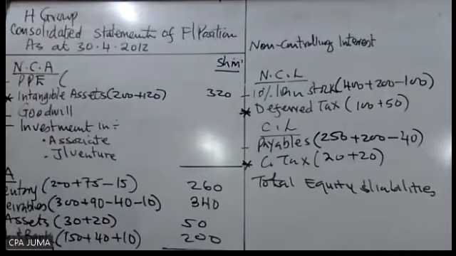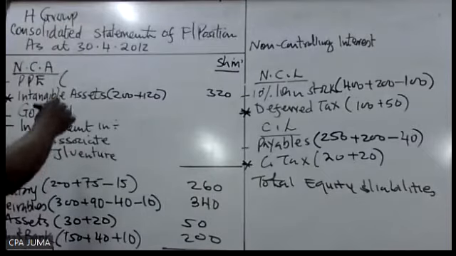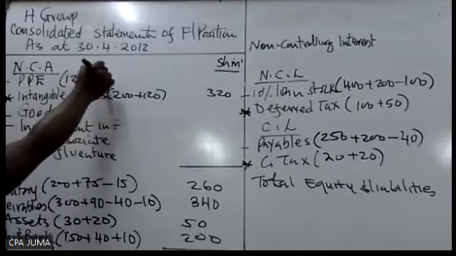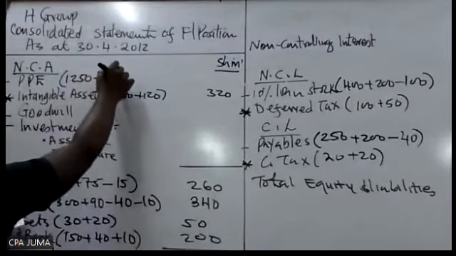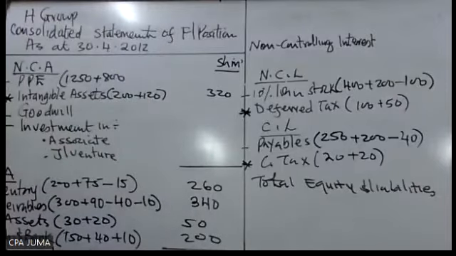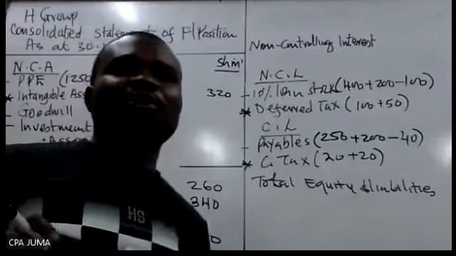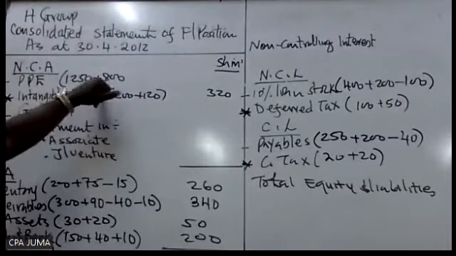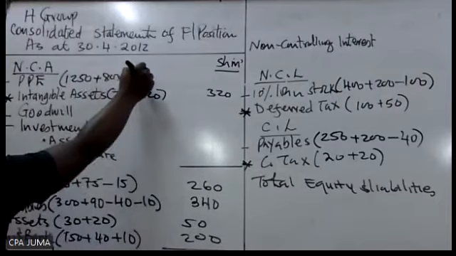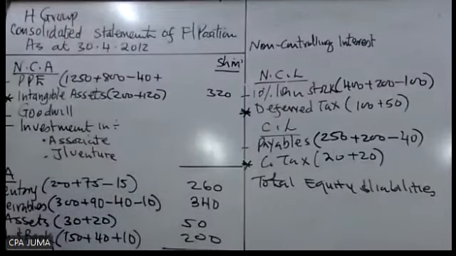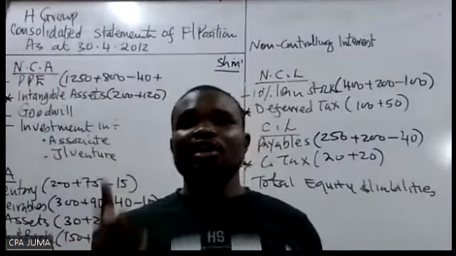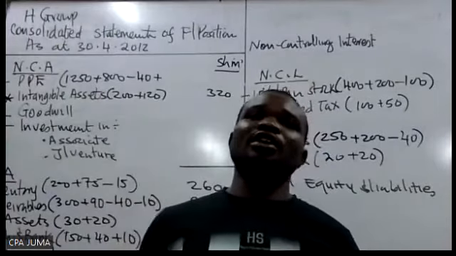So now for PPA, we add 1250 plus 800. You remember there's an asset which was sold at a profit of 40. So subtract, because that 40 is included as part of the cost of that asset. So subtract the 40, then add back the excess depreciation. They were charging excess. When you charge excess, it means you are reducing the value of the assets.